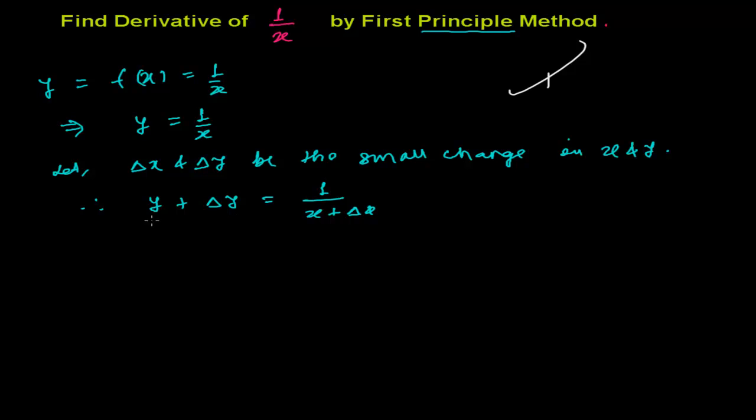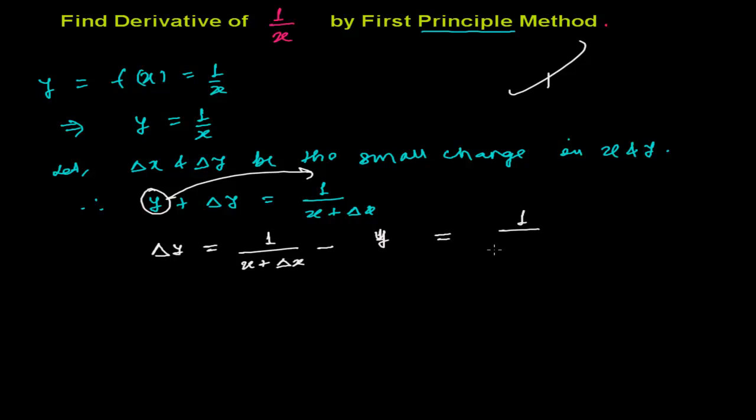So here I will now write delta y equals, shifting y to the right side, 1 divided by x plus delta x minus y. Next, in place of y, what is y? It's 1 by x, so delta y equals 1 over x plus delta x minus 1 over x.